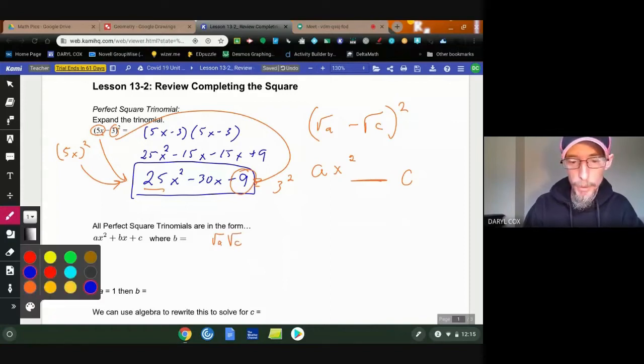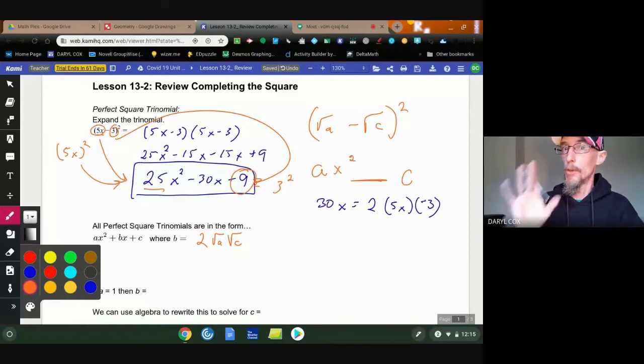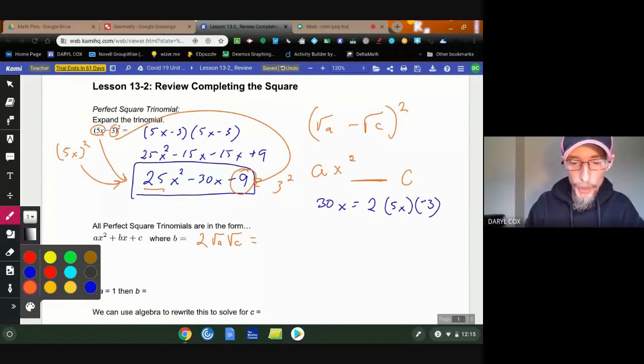In this particular problem, the 30x equals, first of all, 5x and negative 3. Okay, so that's where that comes from. And remember, 5x is the square root of 25x squared. Negative 3 is the square root of the 9. So what happens there, though? This only gives me 15. So you have to multiply it by 2. So there's the b term. That's always going to be that middle term when it's looking at a perfect square trinomial. Not every trinomial, just a perfect square trinomial. We could simplify that by putting a and c under a single square root.